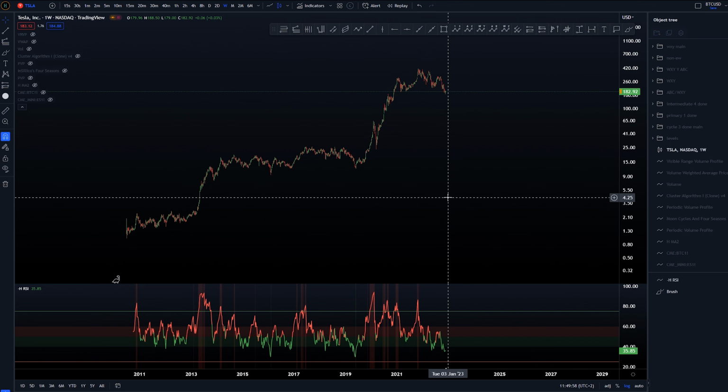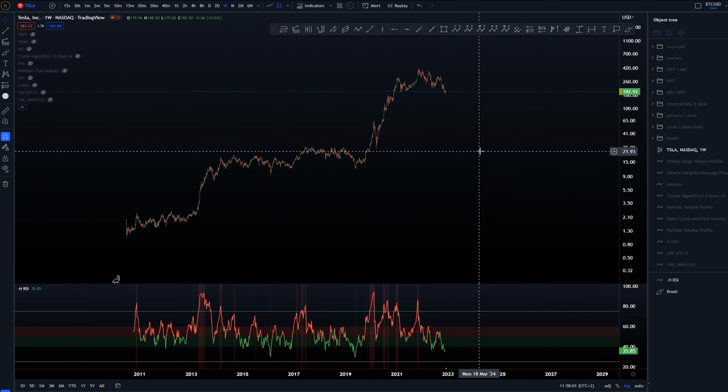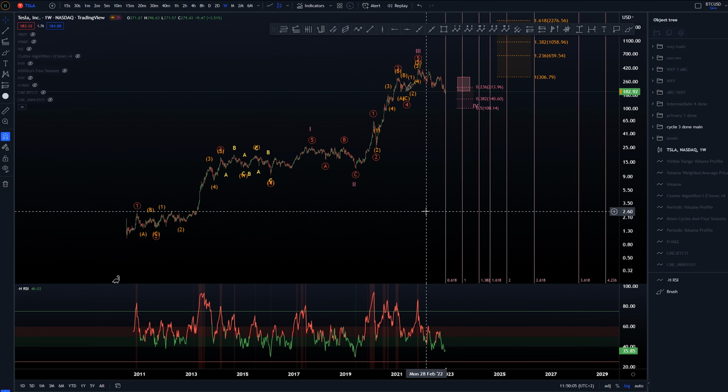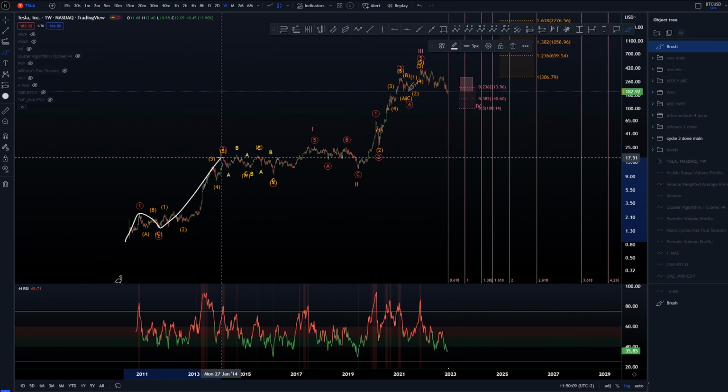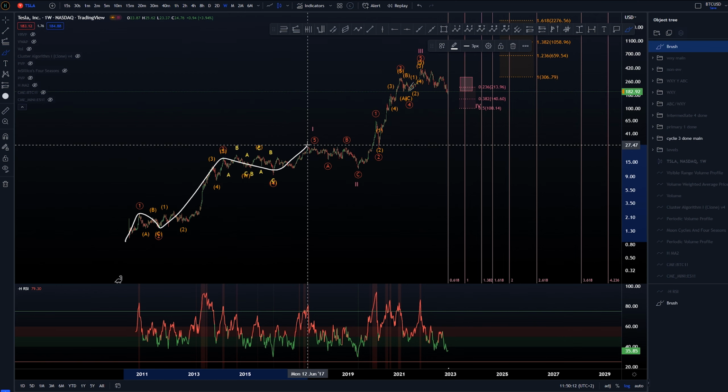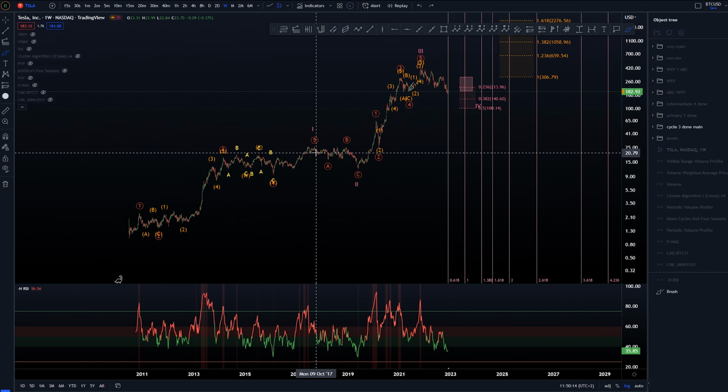Starting here on the weekly time frame and looking at the very high time frame first to get an idea where we are at. So this is what we got. In this one I've labeled this as a wave 1, 2 of primary, 3 of primary, 4th and 5th. So this would complete the wave 1 of cycle.